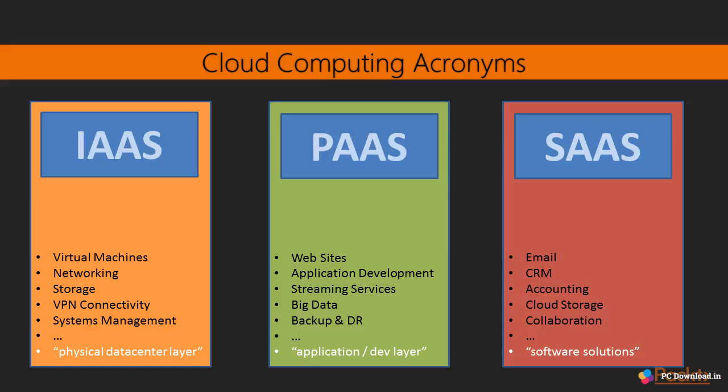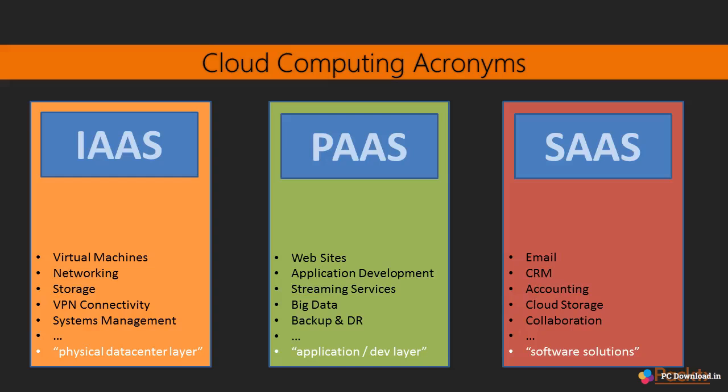Any cloud vendor, a small hosting provider, a bigger one like Amazon AWS or Azure, are mainly talking about IaaS, PaaS, and SaaS. So let me zoom in a little bit more on these acronyms. IaaS, infrastructure as a service, mainly points to providing virtual machines, networking, storage, VPN connectivity for remote management or remote hybrid setups, and overall systems management. So we're mainly talking about the physical data center layer. Although quite important, as a customer, as a consumer of IaaS, you're never really touching or having access to the physical data center component itself.